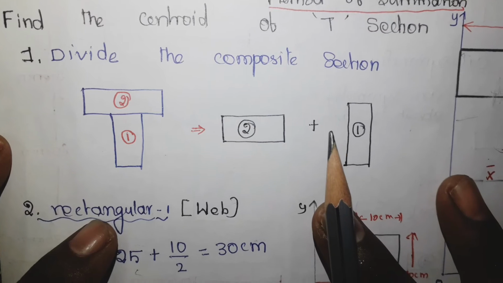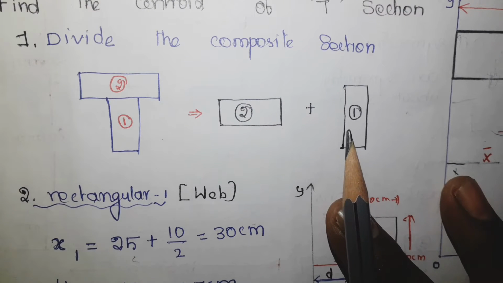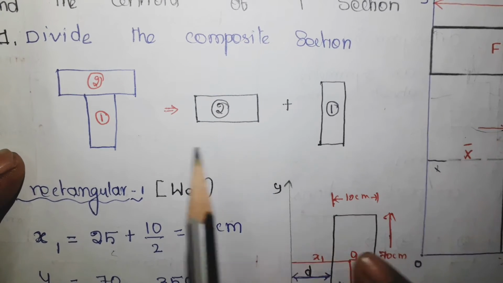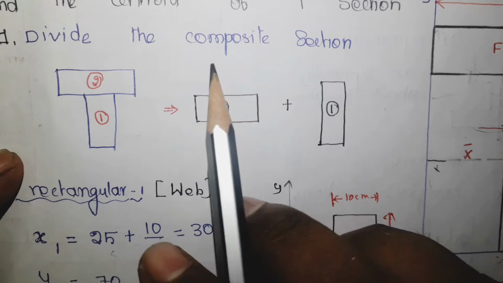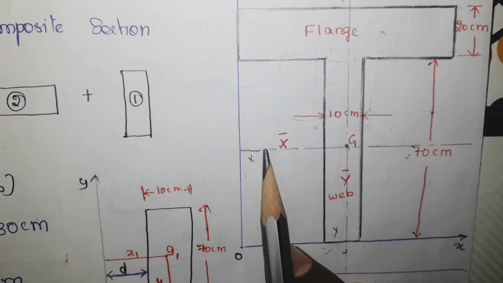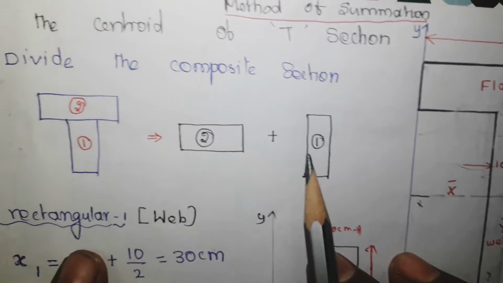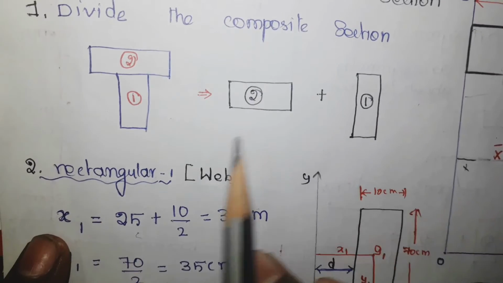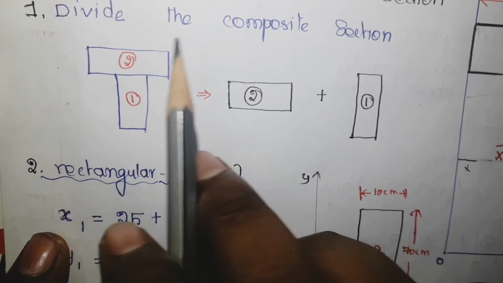Actually, in the centroid, there are three important works we have to do. The first work is we have to divide the composite section, in the sense this entire section, into individual sections or regular shapes. When I say regular shape, I mean square, circle, triangle, semicircle, etc. This is the first step: divide the composite section into regular shapes.